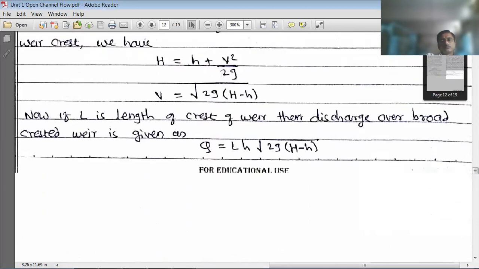Then the discharge over a broad crested weir is given as capital Q is equal to L into H into under root of 2g times (capital H minus small h). Okay.